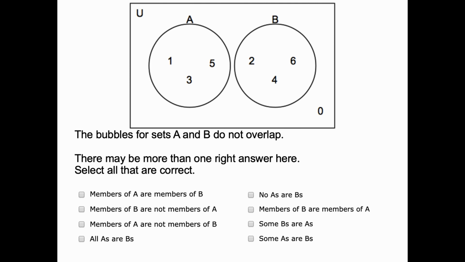Notice that the bubbles for sets A and B don't overlap. Which choices below are correct? The correct answers were: members of B are not members of A, and members of A are not members of B. This is because the bubbles are distinct, so it's impossible for them to share elements in common. Another way of saying this is no A's are B's.